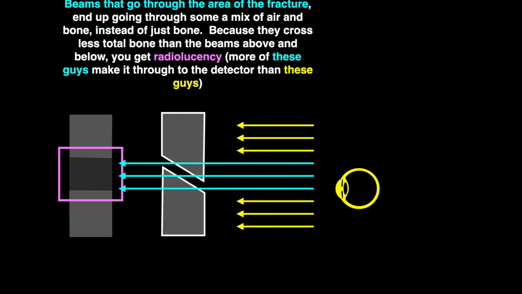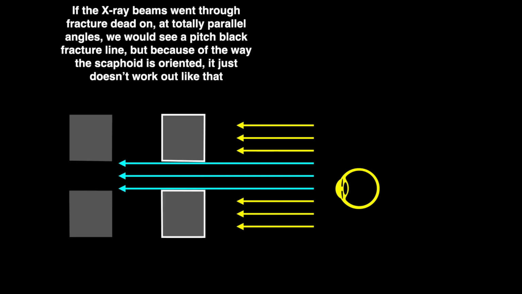Beams that go through the area of the fracture end up going through a mix of air and bone instead of just bone, because they cross less total bone than the beams above and below. There's radiolucency, so more of the beams make it through to the detector than the beams that just go through the parts where there's bone but no fracture. If the X-ray beams went through the fracture dead on at totally parallel angles, we would see a pitch black fracture line. But because of the way the scaphoid's oriented, it doesn't work out like that.